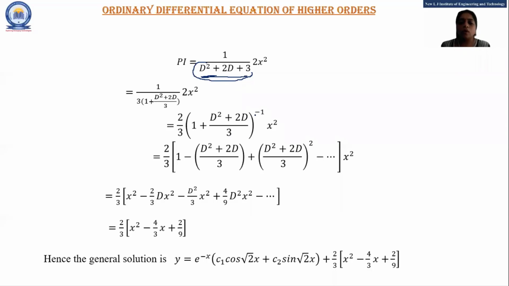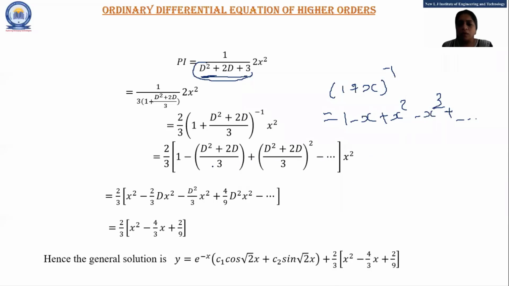Now I am going to expand this term with the help of the binomial expansion. So what is the formula? That is (1 plus x) raised to minus 1, which is 1 minus x plus x square minus x cube, and so on, right? So similarly, what is our x in this example? Our x is (D square plus 2D) by 3. So this is 1 minus x plus x square minus, and so on.